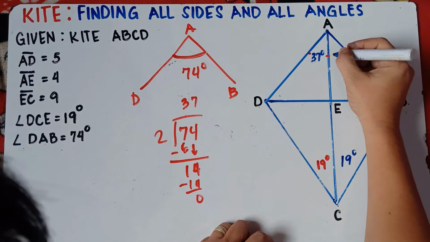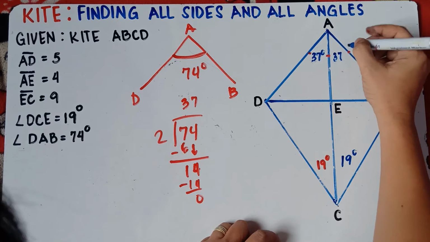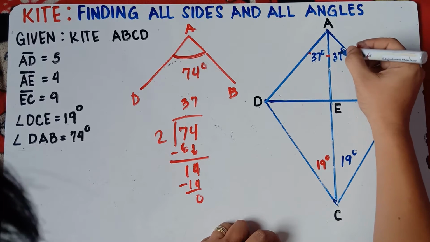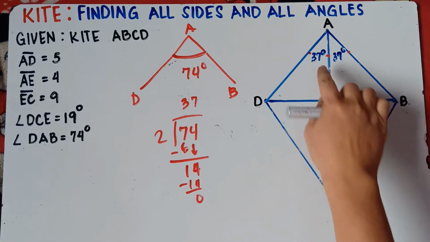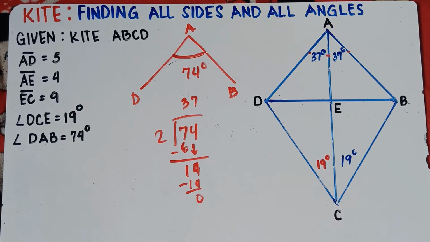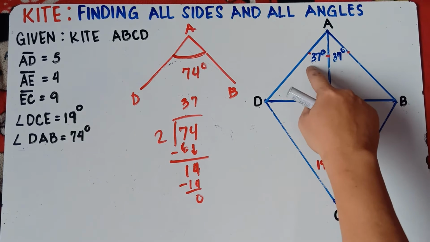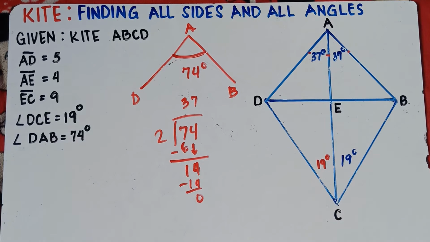Easy, right, for the kite? If you understand the properties, class, this will be really easy. So 37 degrees and also 37 degrees. If you add it up, that would be 74 degrees. So we're down to 3 angles: 37, 37, and 90.